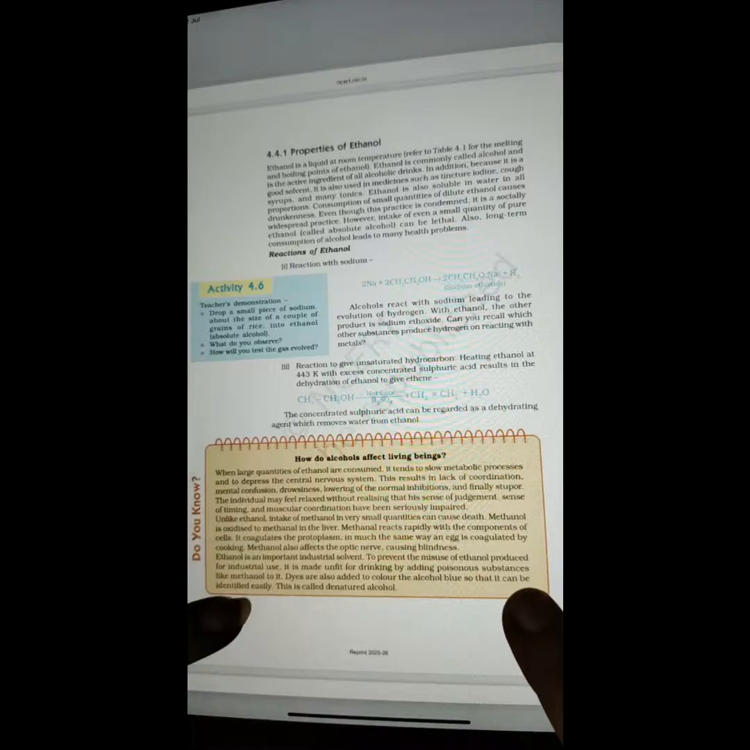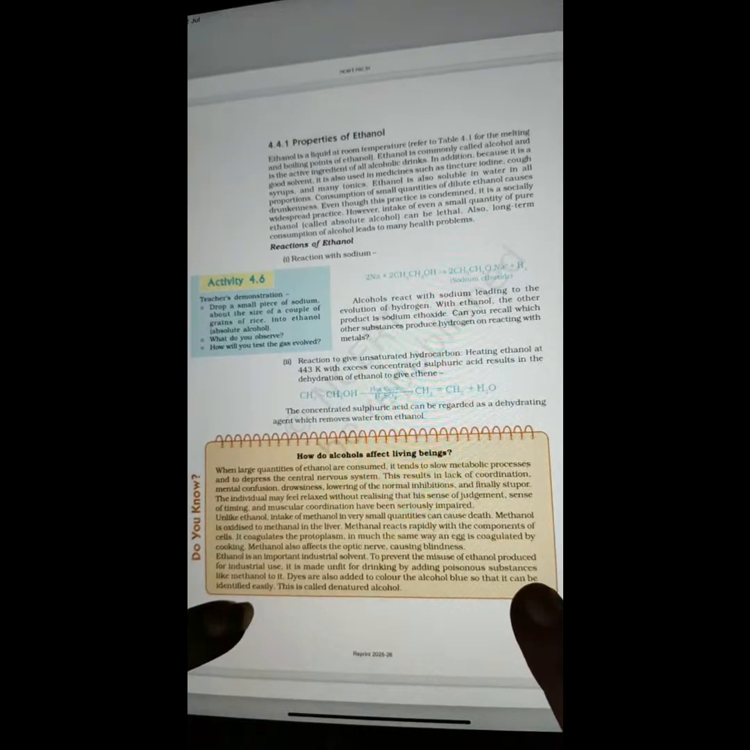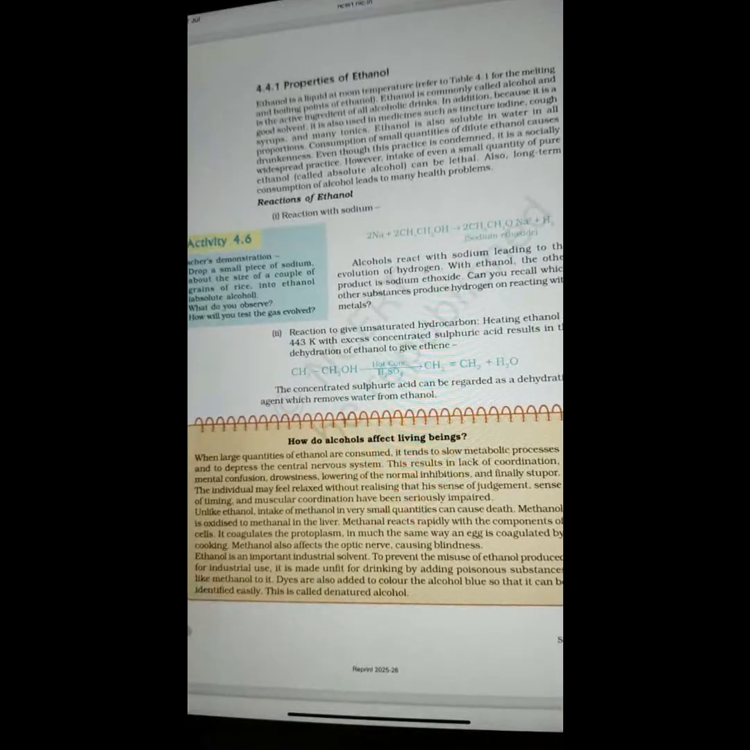Ethanol is an important industrial solvent. To prevent the misuse of ethanol produced for industrial use, it is made unfit for drinking by adding poisonous substances like methanol to it. Dyes are also added to color the alcohol blue so that it can be identified easily. This is called denatured alcohol. Next page, please. Now again, a small block. I hope it is visible now.